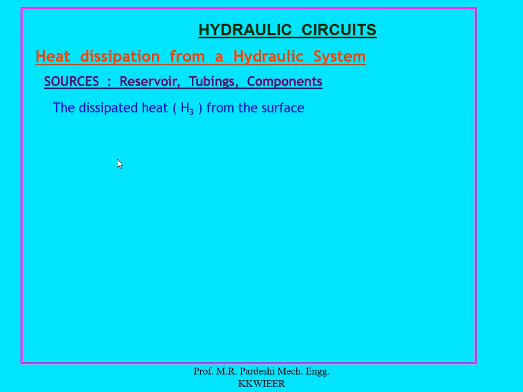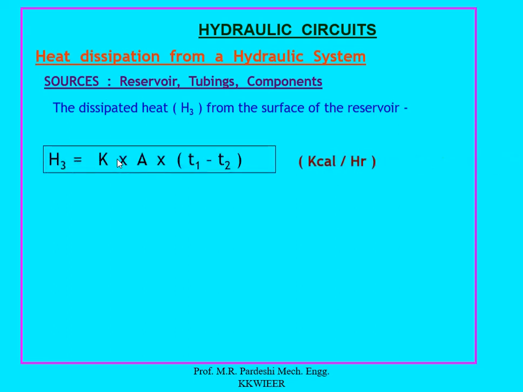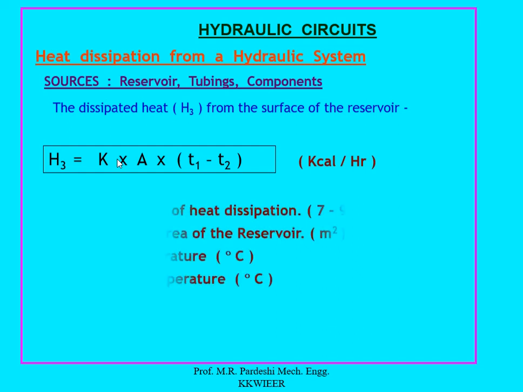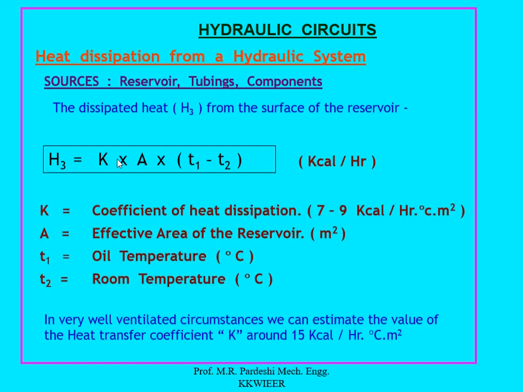The source is the reservoir, tubing and components, dissipating heat, that is H3. We have seen earlier the heat generation in the reservoir and the heat generation in the orifice; now the heat dissipation from the reservoir, tubing and components, from the surface of the reservoir. H3 is nothing but K into A into T1 minus T2 in kilocalorie per hour. K is the coefficient of heat dissipation, 7 to 9 kilocalorie per hour per degree Celsius per meter square.